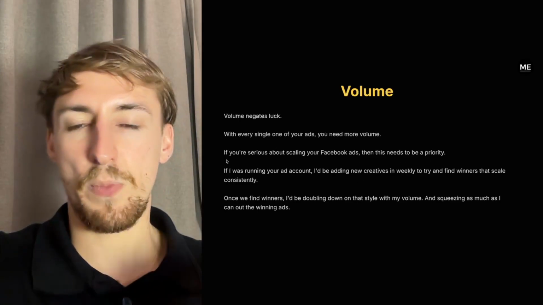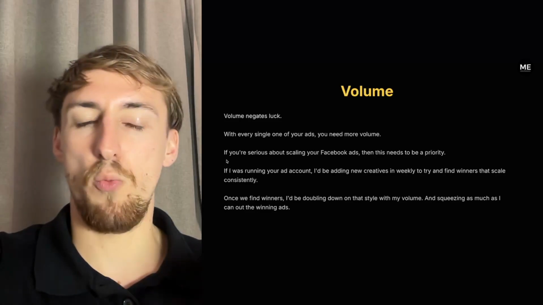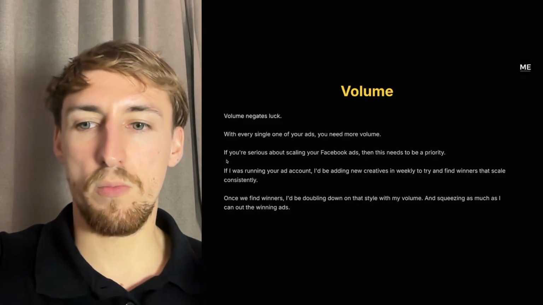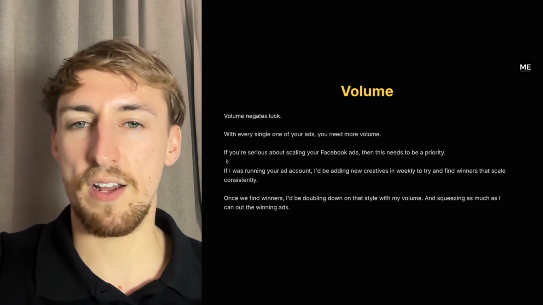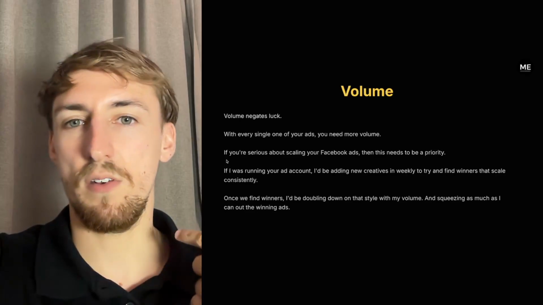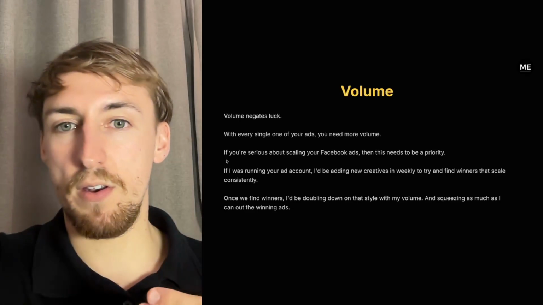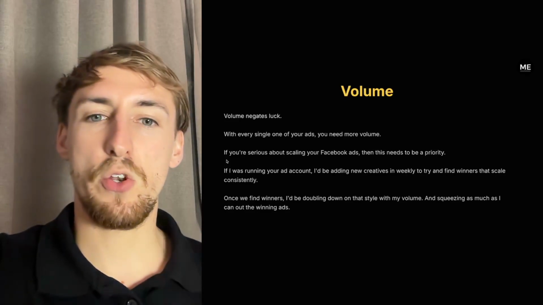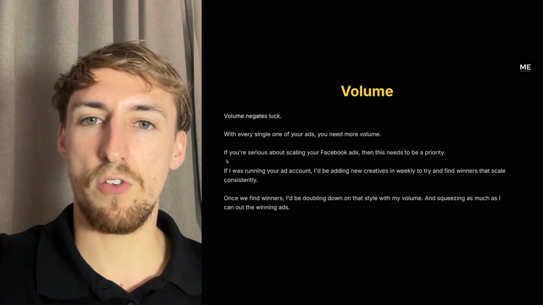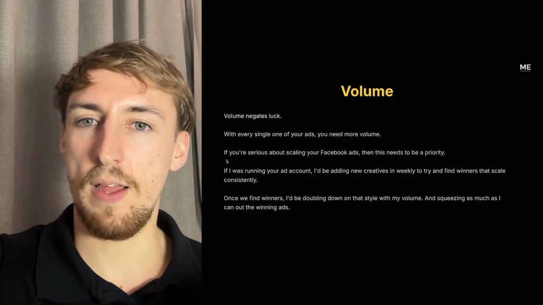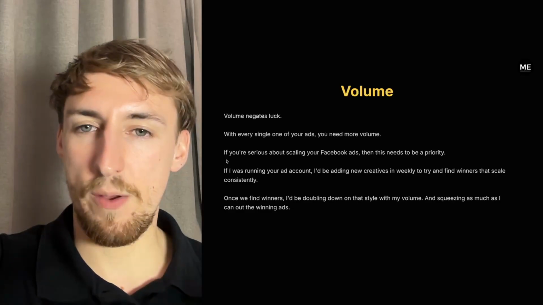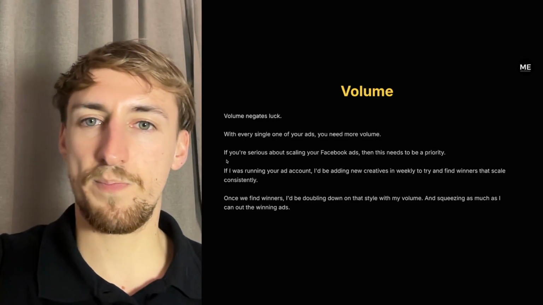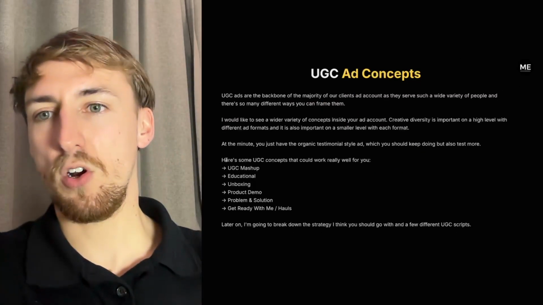If I was running the ad account, I'd be adding new creatives in weekly to try and find winners that scale consistently. Once we find the winners, double down on them, more volume, squeeze out as much as you can out of the winning ads with iterations, new creators, new hooks, chopping and changing the style, and new music, speed it up, slow it down, doing anything you can to get as much out of the winning ad as possible. 100% recommend that. And then once you've done that as much as possible, build from it with net new assets. So UGC ad concepts.